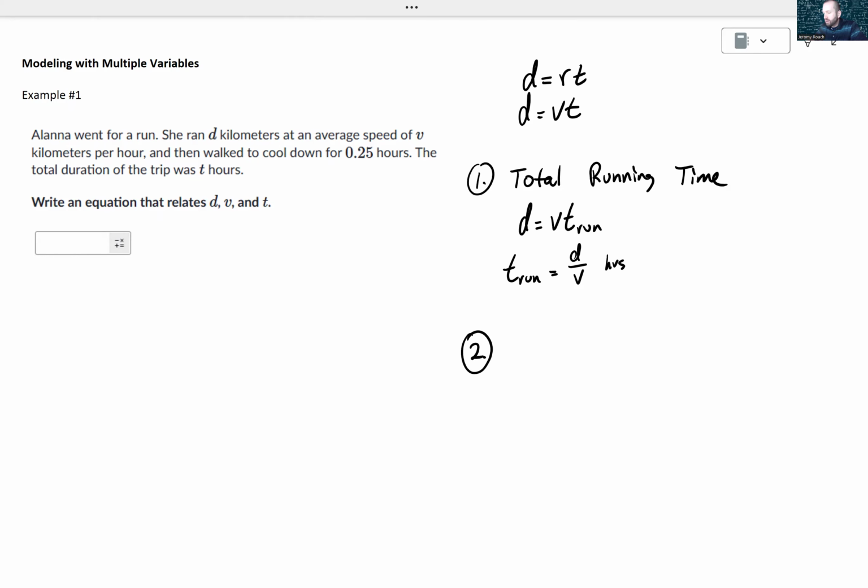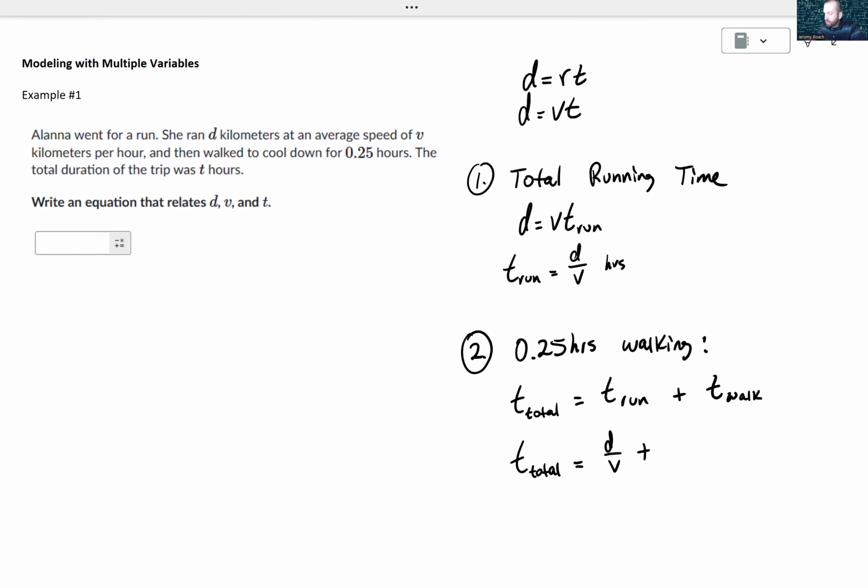Okay. And then she spent 0.25 hours walking. So now if we want to write the total, the total time is equal to the time that she spent running plus the time that she spent walking. So the total time equals D over V plus her time that she spent walking, which is 0.25.